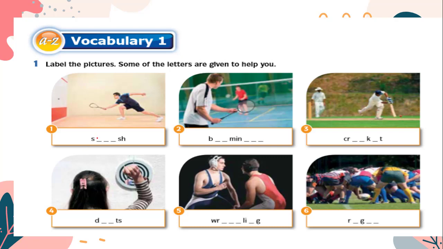What is this one? Okay, very good. This is a squash. Number two. Among the easiest one. What is this one? Of course, this is a badminton. Alright, next one. What is this answer? What is this sports?